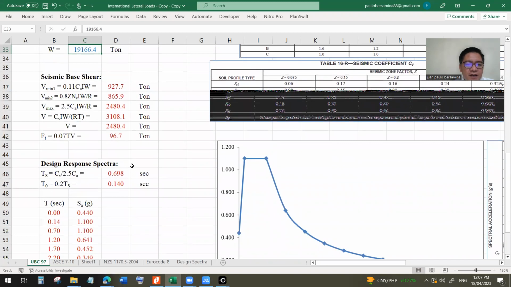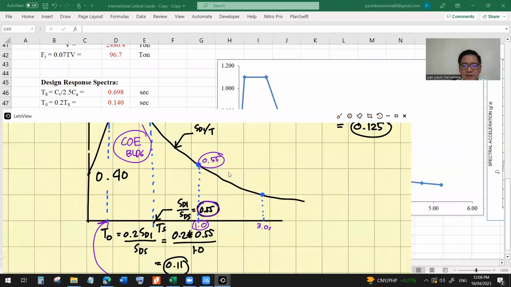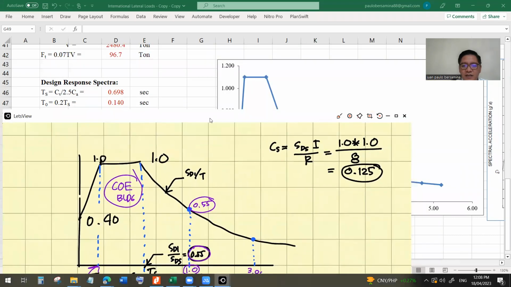So what's the governing formula here? 2480.4. Huwag kayo tumutok sa value. Yung kung ano yung nag-govern na formula. Doon lang muna. Tingnan nyo yung ano yung nag-govern na formula? Vmax. 2.5 CA IW over R. So still, sa UBC, no? Ito yung ano natin. Comparing UBC and IBC.